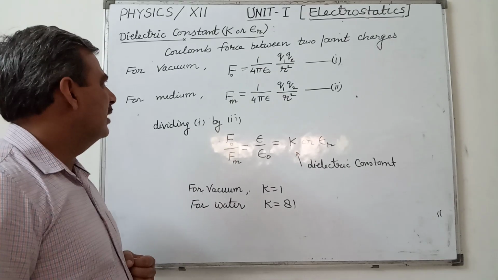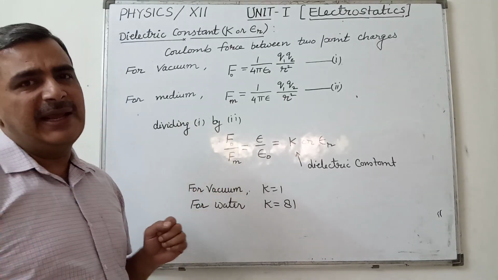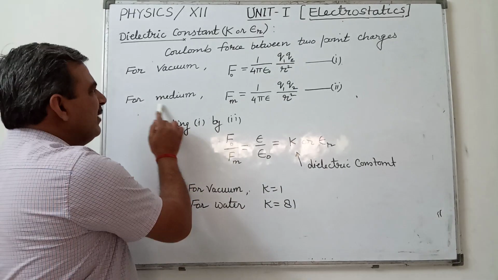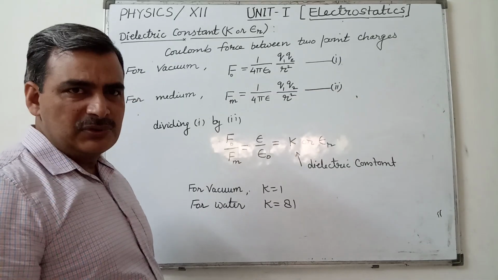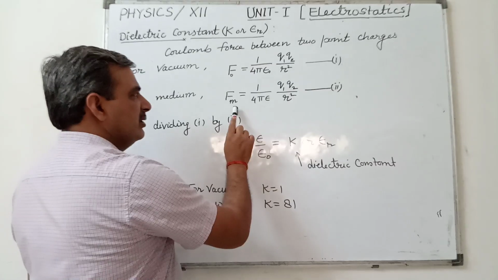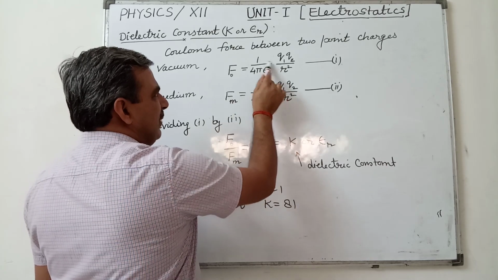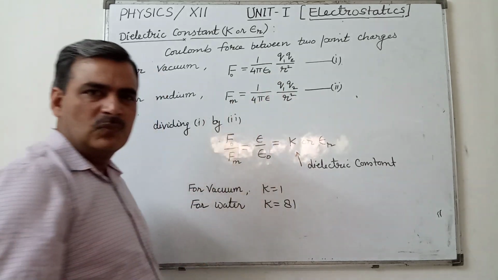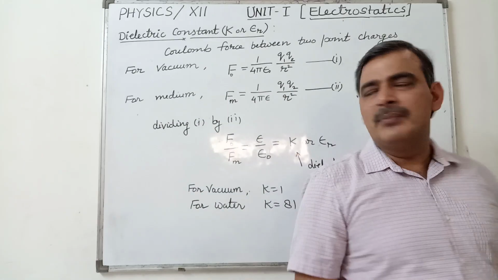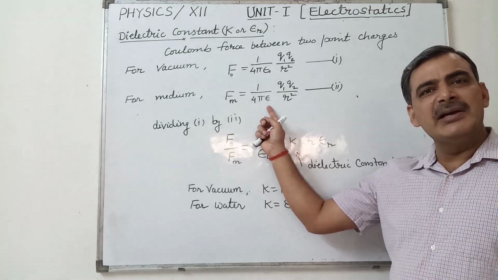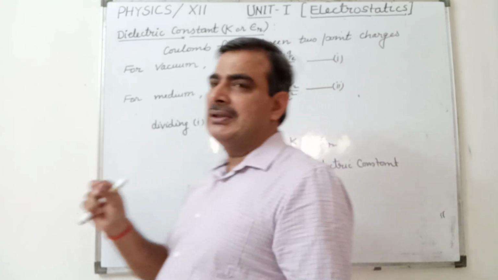What happens if you have a medium other than air or vacuum? For any medium other than air or vacuum, the Coulomb force is given by this relation, in which epsilon naught gets replaced with epsilon, where epsilon we call the permittivity of the medium. The value of epsilon depends upon the medium.